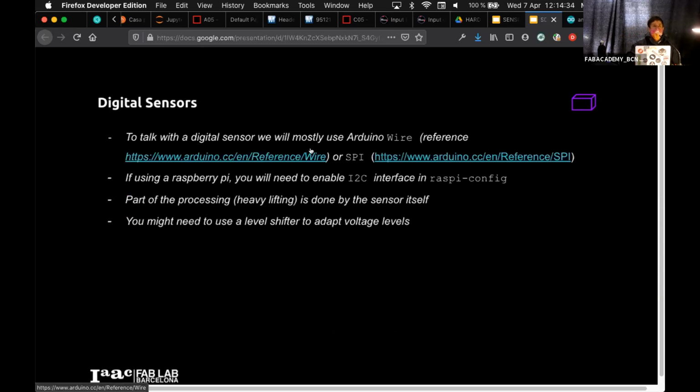So, libraries for this, 2 main libraries. One is called Wire. Wire is for I2C. It's a standard Arduino library for reading I2C sensors. We will see how to read them in detail in the networking week, just so you know. Or SPI, yet another protocol that you can use. If you are using this on a Raspberry Pi, you need to first enable the I2C interface, etc. And one important thing to know is that part of the processing, what I call the heavy lifting, is done by the sensor itself.